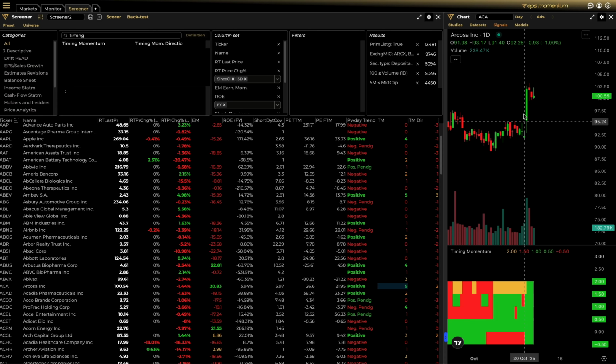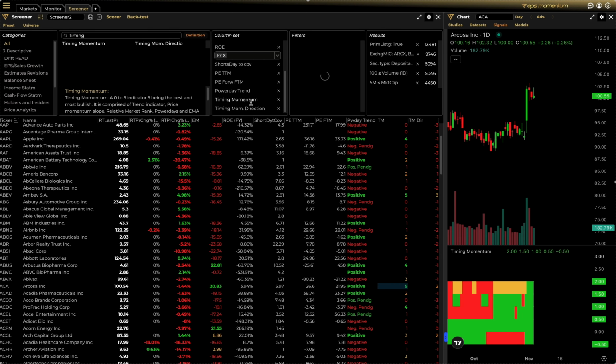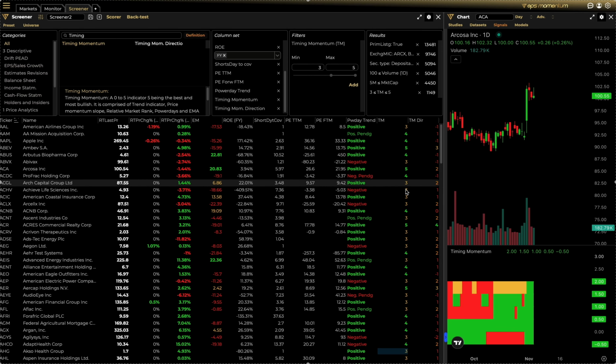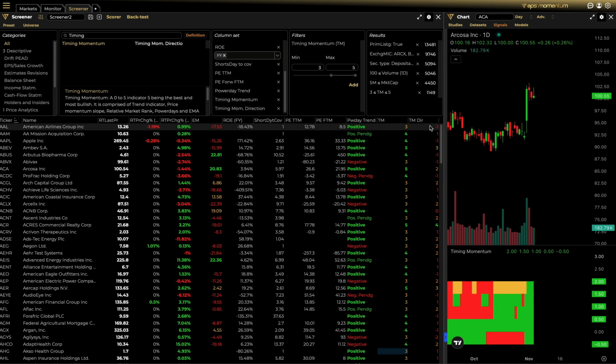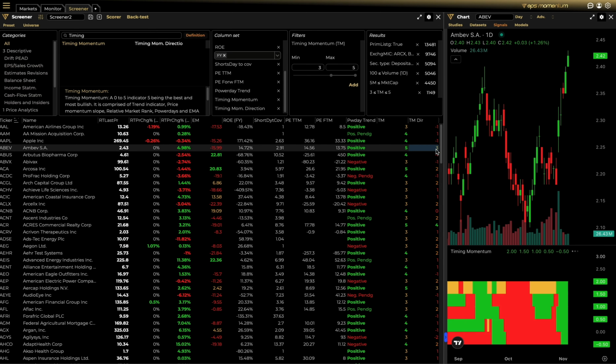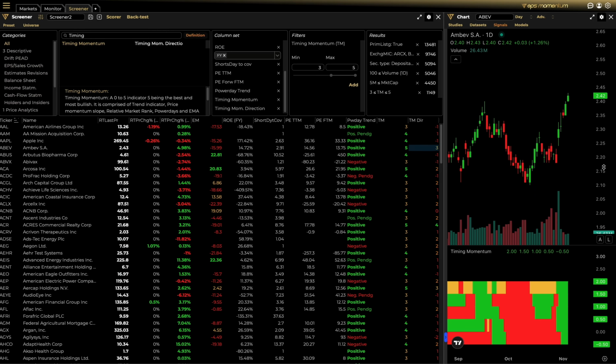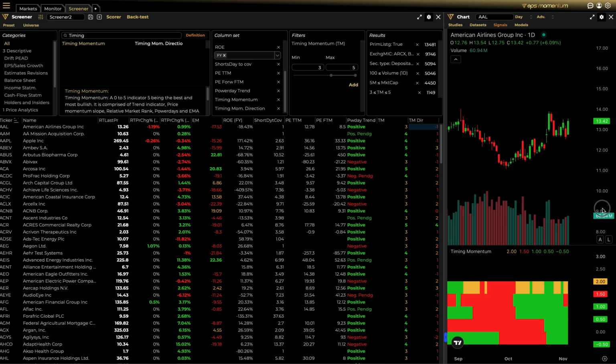If only 3 are green, the timing momentum will show 3, which still means momentum is bullish. So let's filter for stocks with timing momentum of 3, 4, or 5. These are the strongest ones. Next to it, we have timing momentum direction, which tracks how the timing momentum changed over the last 10 days. If it's positive, momentum is improving. If it's negative, it's losing strength.